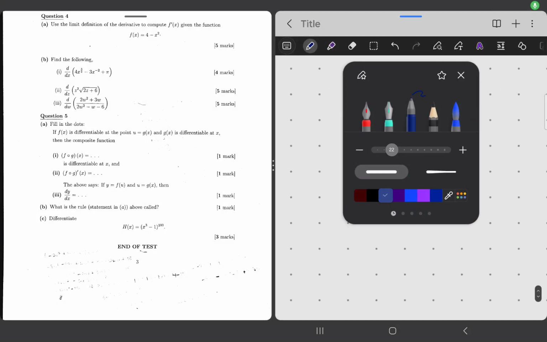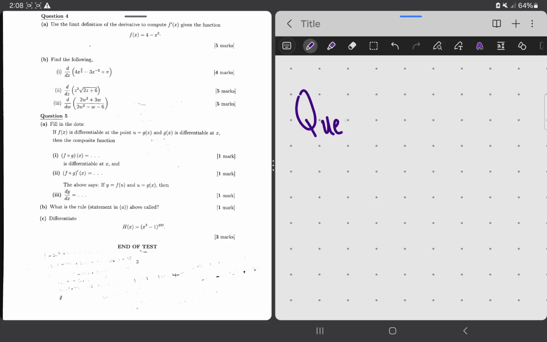We are going through question 4. This is just a walk in the park. What a small test, right? Yeah, we know. This is not even hard.